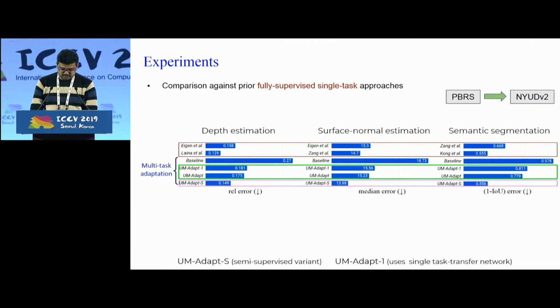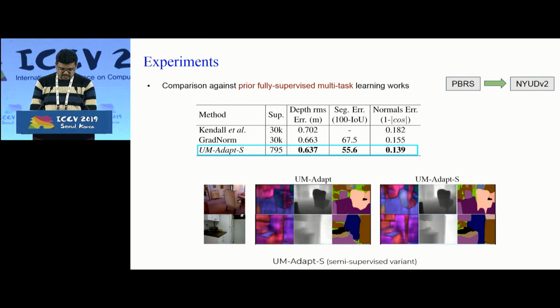So moving into the experiments, we perform adaptation from synthetic PBRS to natural NYUD dataset. Our multitask adaptation model delivers comparable performance against the prior fully supervised single task approaches. Additionally, in a semi-supervised setting, UMAdapt clearly outperforms prior fully supervised multitask learning works consistently in all the three tasks.